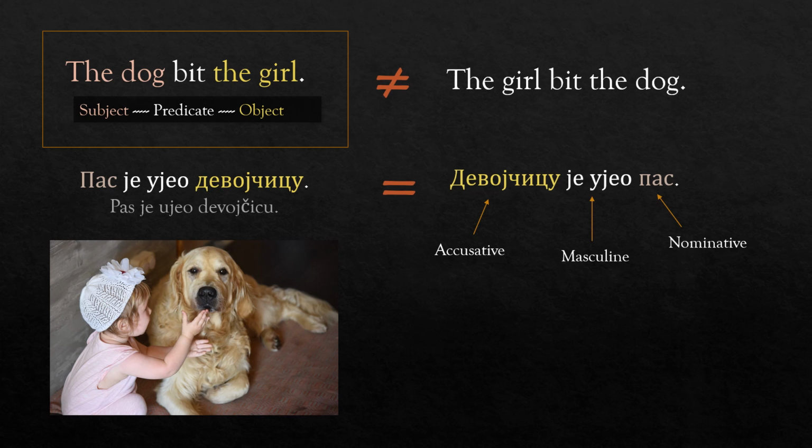Devojčicu is still an accusative, even though it's now in the beginning of the sentence. Pas is still a nominative, and we get a little help from the verb je ujeo, because its past tense has masculine form, like the dog. Pas is a masculine noun. And since direct object is always in accusative, and subject is often in nominative, there is no doubt what the sentence means.